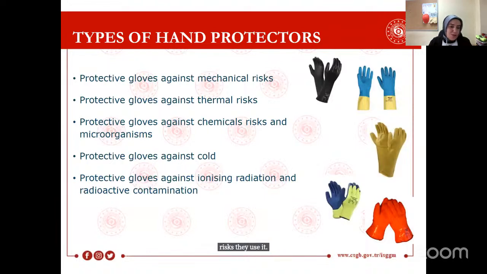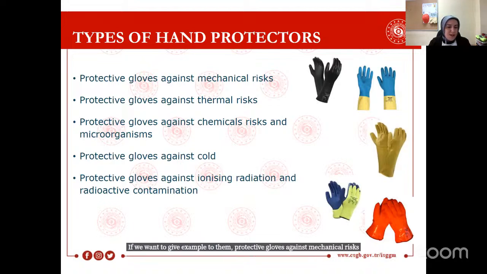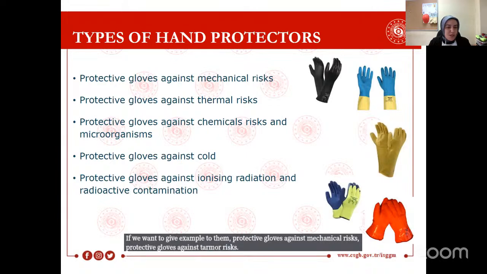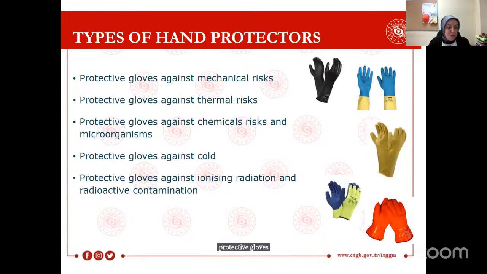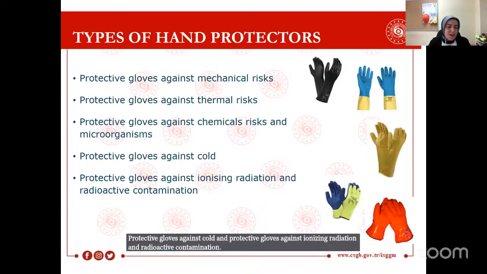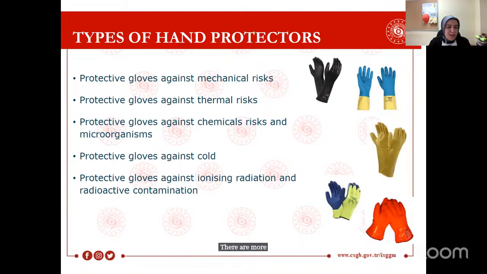If we want to give examples: protective gloves against mechanical risks, protective gloves against thermal risks, protective gloves against chemical risks and microorganisms, protective gloves against cold, and protective gloves against ionizing radiation and radioactive contamination. There are more risks at workplaces and more types of hand protectors.